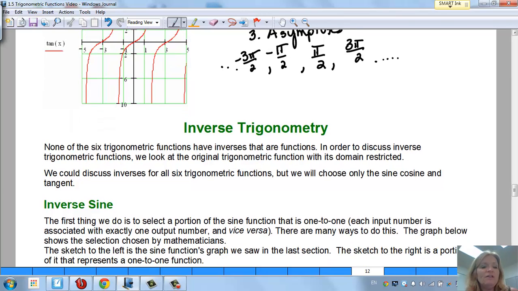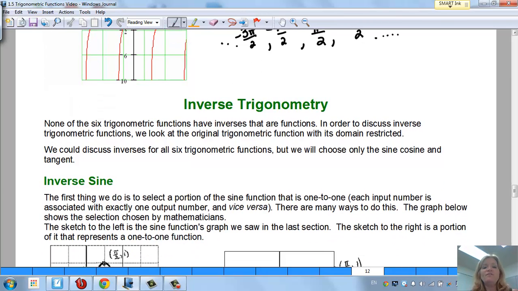Okay? Now the next thing is inverse trig functions. None of the 6 trigonometric functions have inverses that are functions. None of them. In order to discuss inverse trigonometric functions, we look at the original trigonometric function with its domain restricted. That's important that you know that, because if we were to reflect over the line y equals x, the result would not be a function. We could discuss inverses for all 6 trigonometric functions, but we will choose only the sine and cosine and tangent.